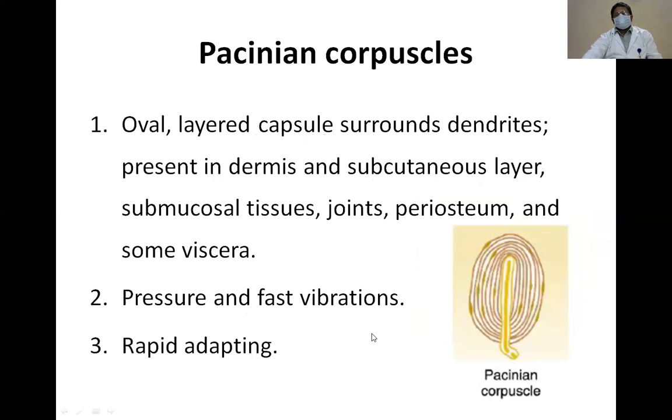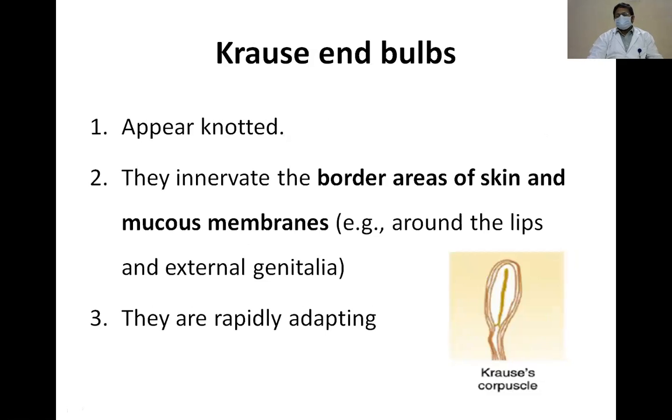Then the next is the Pacinian corpuscles. They are oval, layered capsules surrounding the dendrites. They are present in the dermis, the subcutaneous layers, joints, periosteum, and some of the viscera. They carry pressure and fast vibrations. They are examples of rapidly adapting receptors. Then the Krause's bulbs, or Krause's corpuscles, appear knotted. They innervate the borders of the areas of the skin and the mucous membrane around the lips and the external genitalia. They are examples of rapidly adapting receptors.